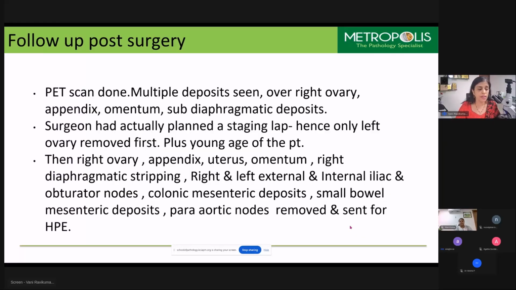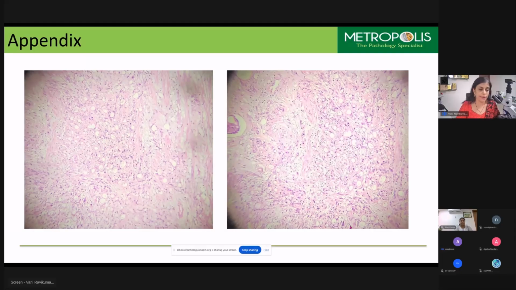In the second surgery, he sent us the right ovary, appendix, uterus, omentum, right diaphragmatic stripping, right and left external iliac, internal iliac, obturator, colonic deposits, small bowel deposits, para-aortic nodes. Everything was removed, and we received some 10-15 containers. And lo and behold, when we saw the appendix, it was a normal sized appendix. There was no gross tumor in the appendix, but it was showing this picture.